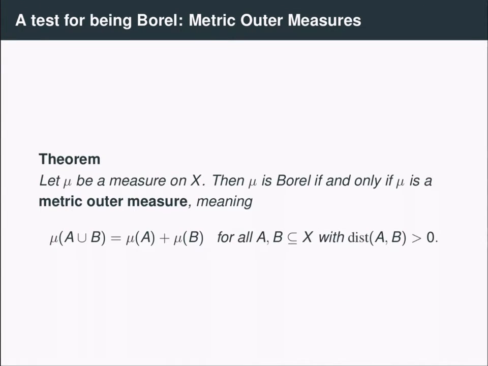One condition that will be quite easy to check when we construct Hausdorff measure later on is whether a measure is a metric outer measure or not. So a metric outer measure is a measure that is additive on sets that have positive distance apart from each other. And this theorem says any metric outer measure is a Borel measure.